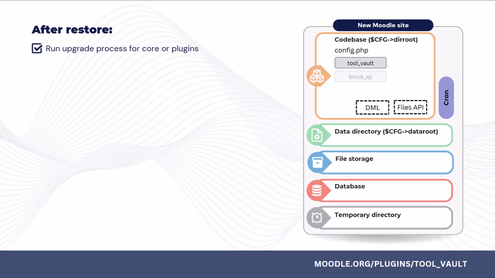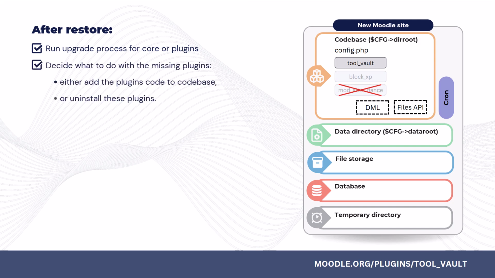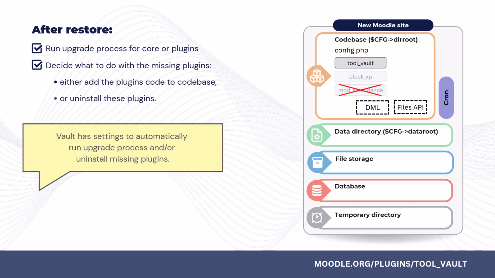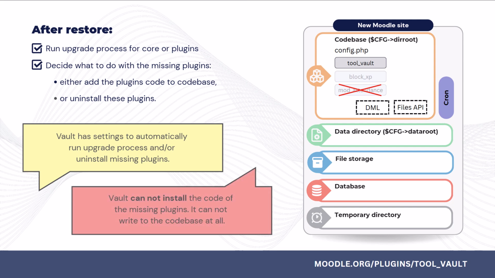If the code for some add-on plugins is missing, your database and file storage will still contain the data for those plugins. However, without the code, Moodle can't use that data. These plugins will be listed in the plugins overview as missing from disk. You have two options. You can either copy the missing plugin code into your codebase and Moodle will recognize the data, or you can run the uninstall process to remove all data related to those plugins. Vault can automatically run the upgrade process or uninstall missing plugins during the restore. However, Vault cannot install the missing plugin code for you. In many cases, PHP scripts don't have permission to write to the codebase directory, so you'll need to add the plugin code manually by other means.